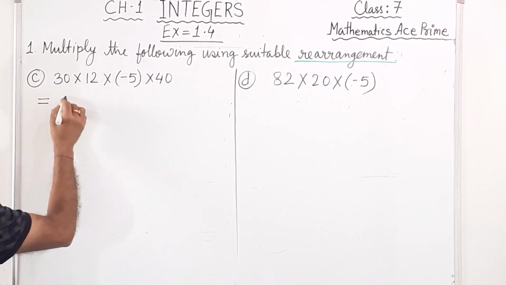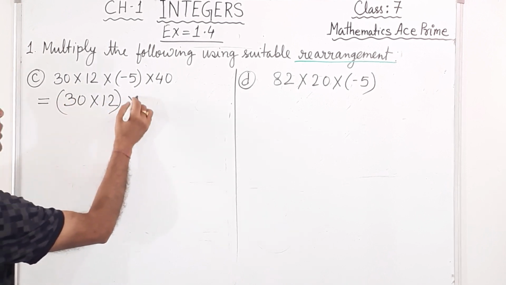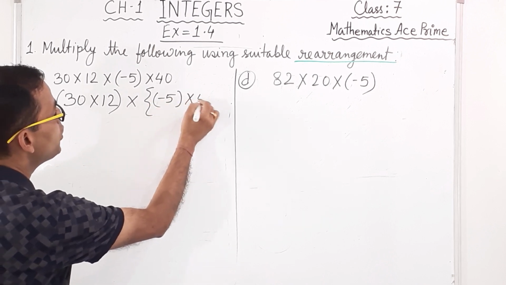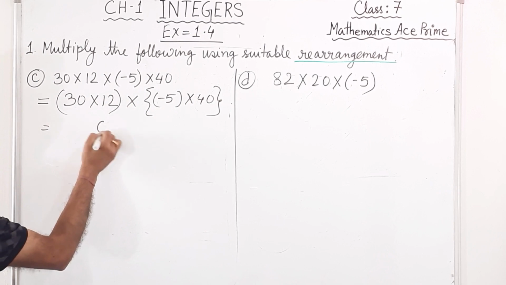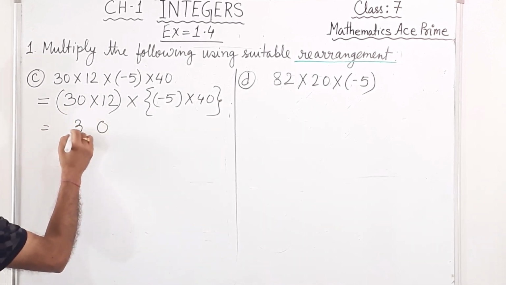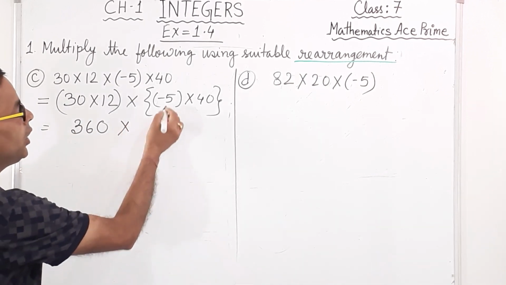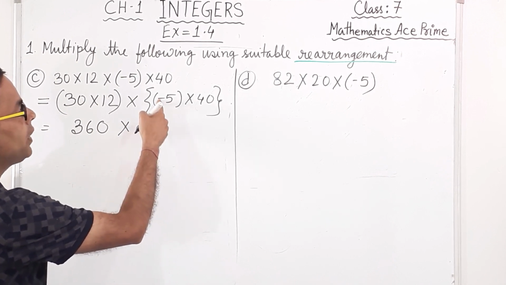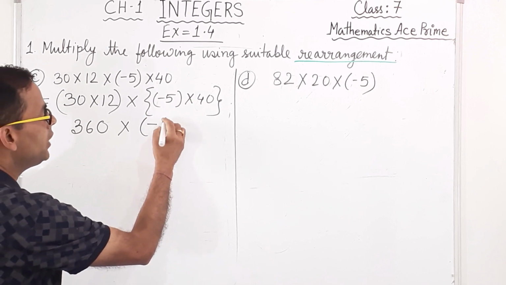So how will we do it? We will take 30 and 12 together, and now this one, minus 5 into 40, together. So here it is coming how much? 10 is there, I am putting. Now 3 into 12 is how much? 36. So 360 into, now here what will you get? Minus 5 into 40, so minus. Now 5 into 40, how much comes?